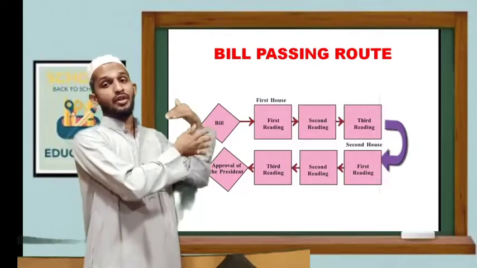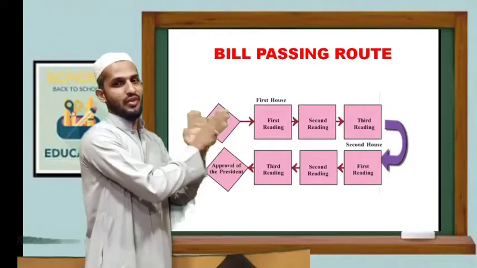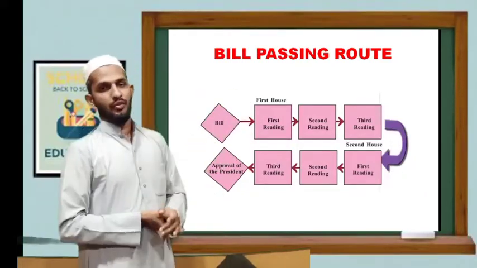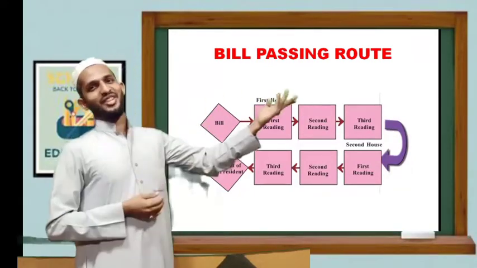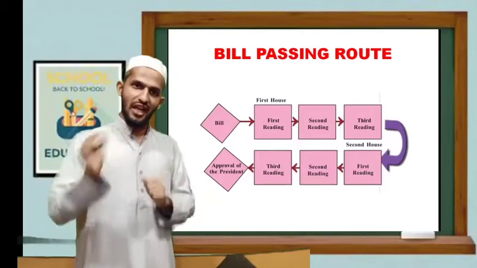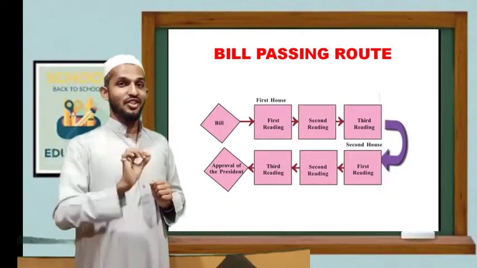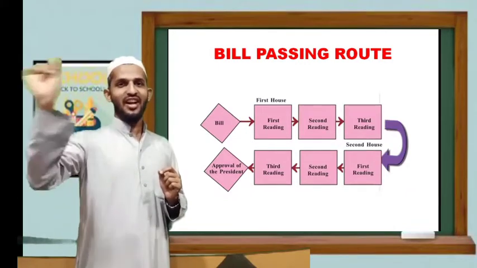And they will transfer it to the Rajya Sabha. The same process will go there also: first reading, second reading, and third reading. After the completion of the 2 houses, it transfers to the president. If the president has signed, then only it will become a law, an act. That is called, for example, CAA, Citizens Amendment Act.